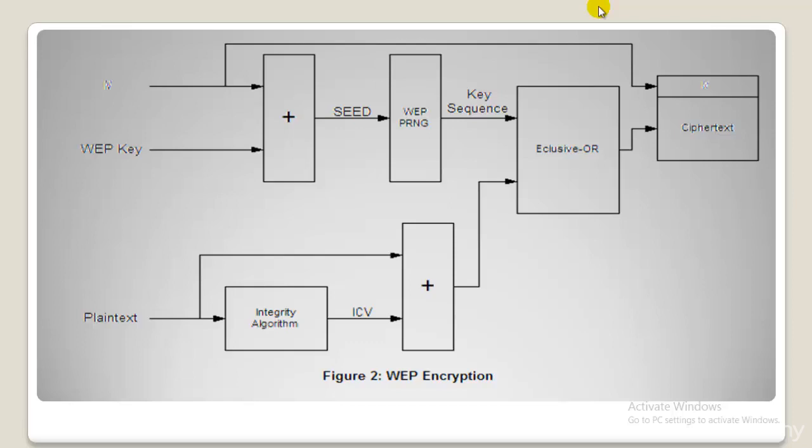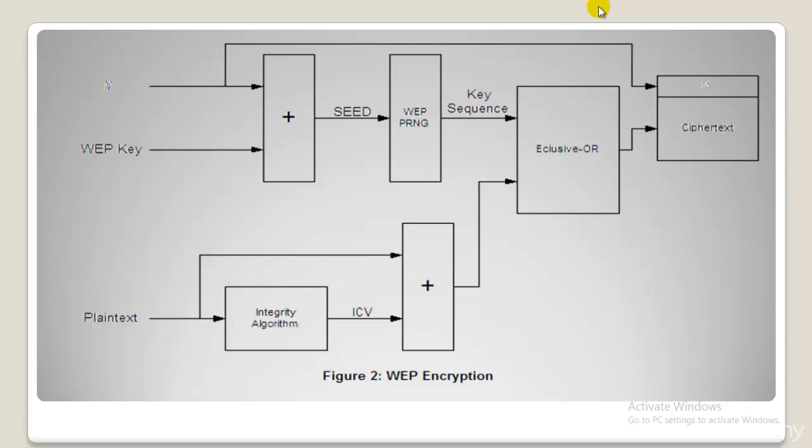The goals of WEP are access control, achieved by preventing unauthorized users from gaining access because they do not have the correct WEP key, and privacy, obtained by using the WEP key to encrypt the wireless LAN data streams, so only those with the correct WEP key can decrypt them. This figure will show you an idea of how exactly WEP encryption works.